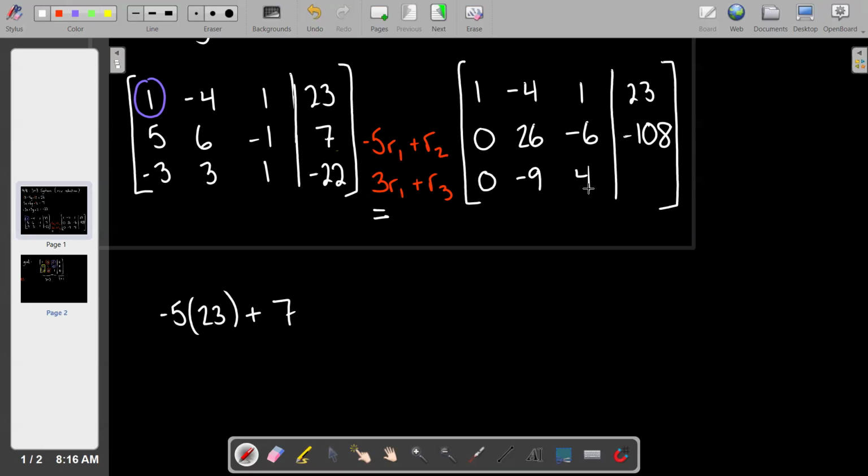So if we triple the top, 3 times 23 is 69. Add the bottom, -22. What is 69 plus -22? It is 47. Yeah, this is going to be rough.